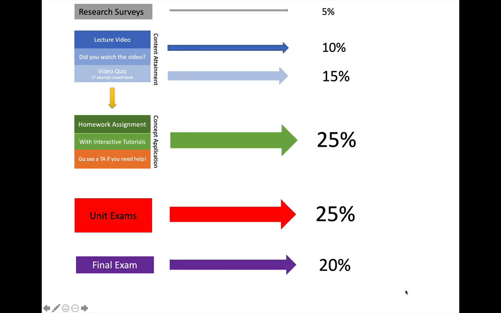They are weighted accordingly. So you can see that 5% are research surveys, 10% for watching the lecture videos, 15% for the quiz, 25% for the homework, 25% for unit exams, 20% for the final exam.